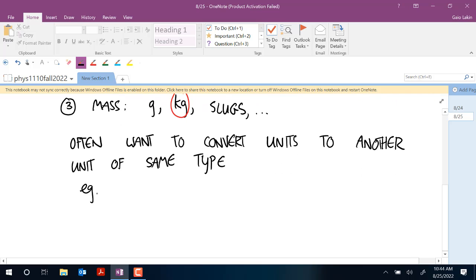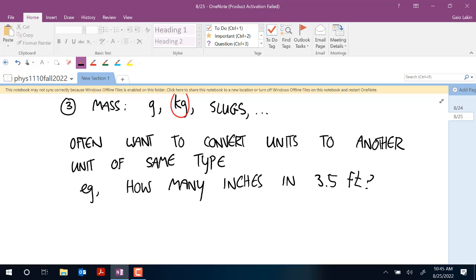So for example, how many inches are there in 3.5 feet? You know, that's another way of wording convert 3.5 feet to inches.